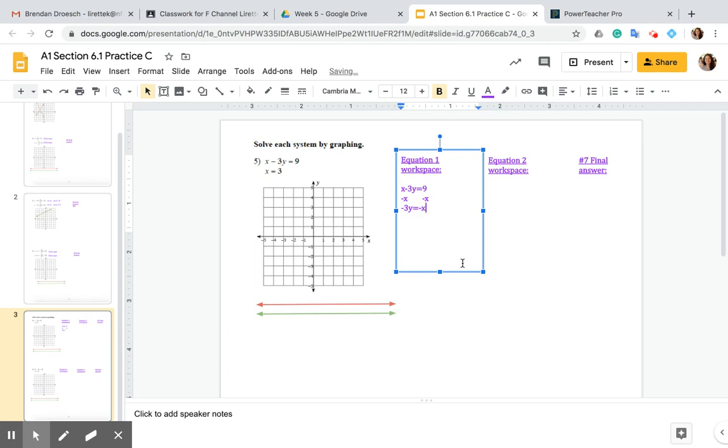The x term goes first, and then the 9 is positive, so I'm going to put a +9. The last thing I need to do is divide all 3 terms by whatever number is sitting in front of the y. Well, that's -3, so I'm going to divide by -3, divide by -3, divide by -3.